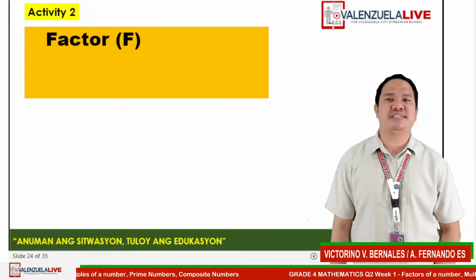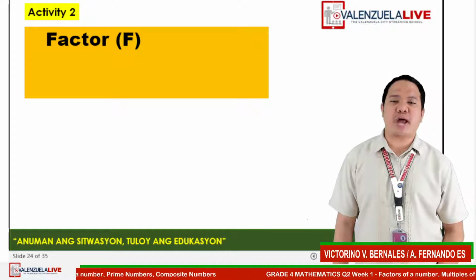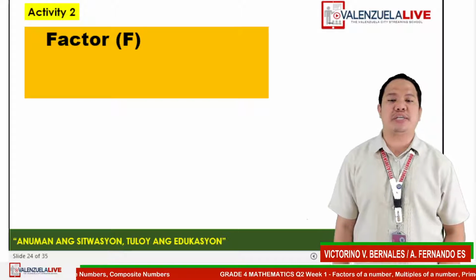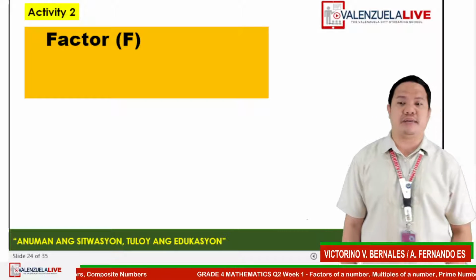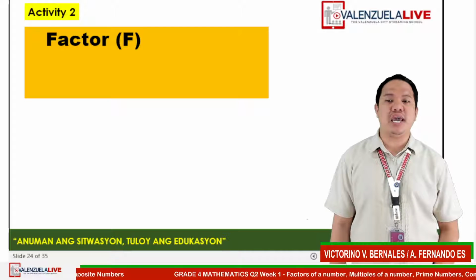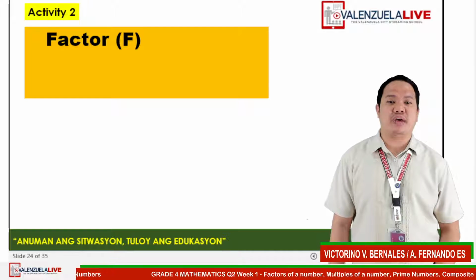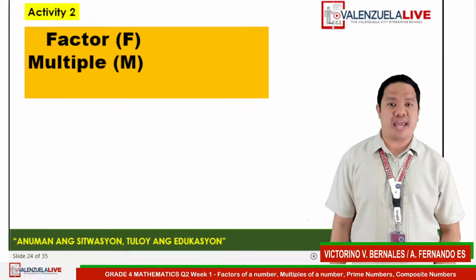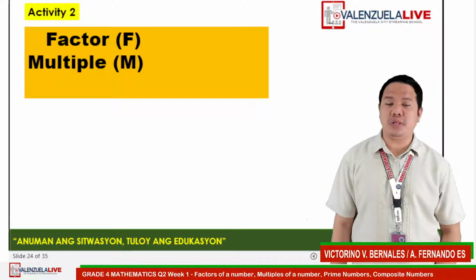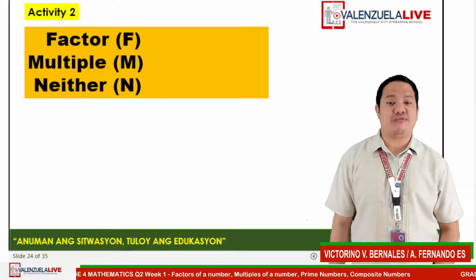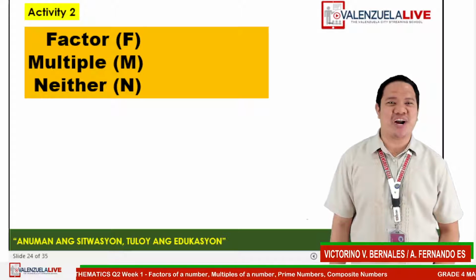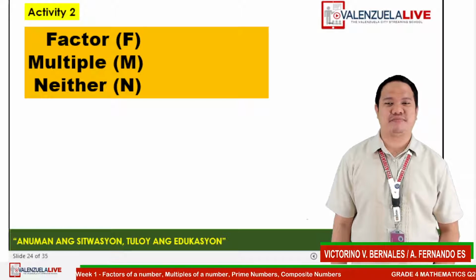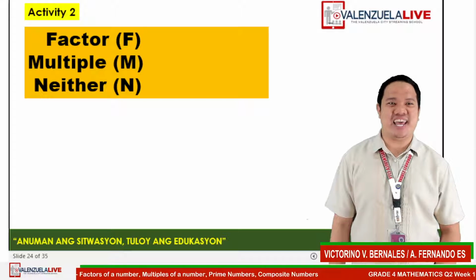Great job, kids! Now, to practice what you have learned today about factors and multiples, I want you to participate in this next activity. For our next activity, you are going to type F if the number inside the heart is a factor, M if it is a multiple, and N if neither a factor nor a multiple. Type in your answer as fast as you can. Are you ready? Let's begin.